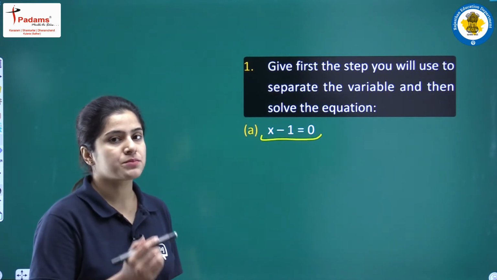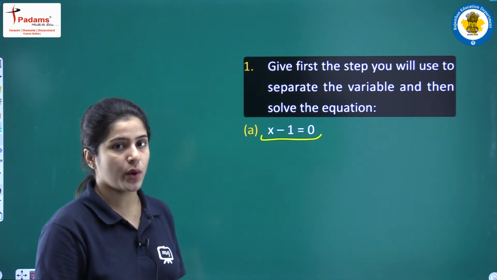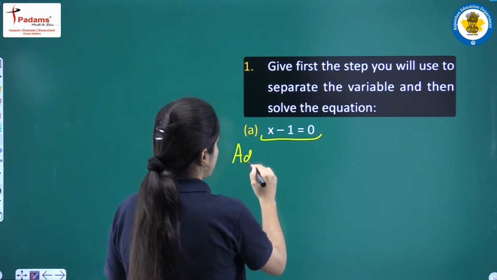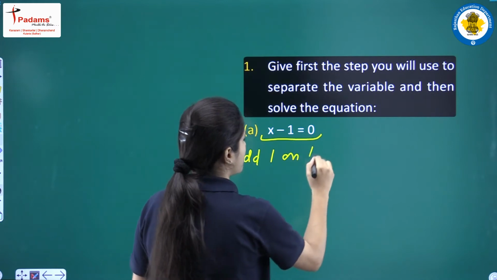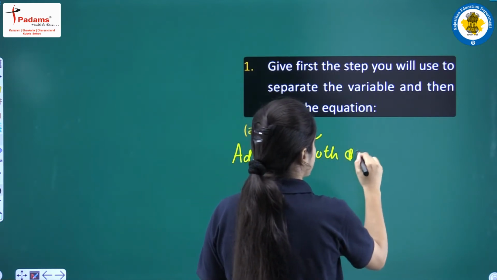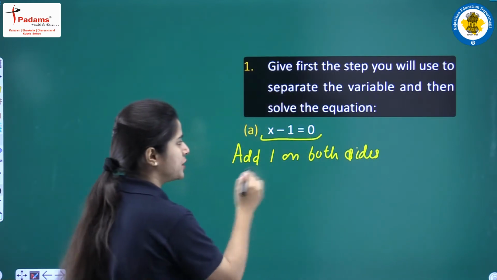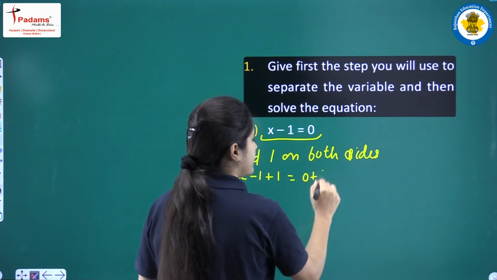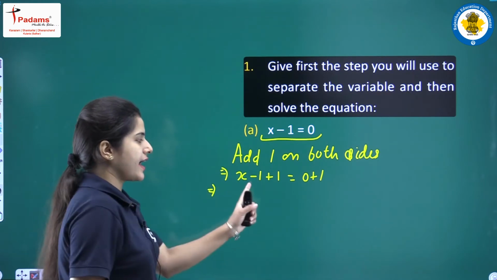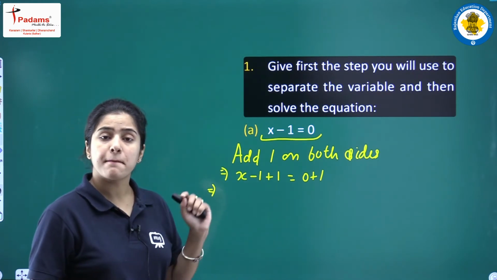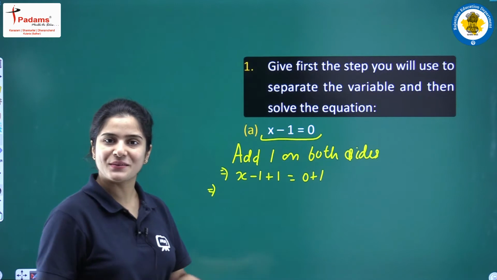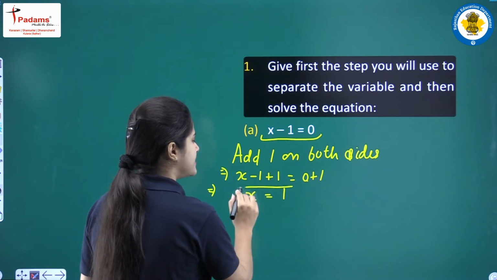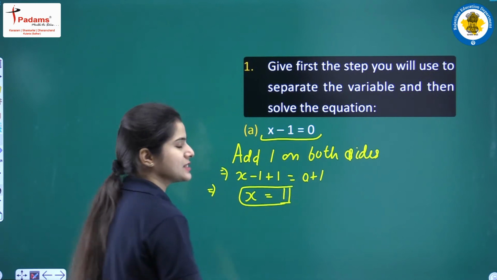So to separate the variable and to solve the equation, the first step is we will add 1 on both the sides. Right students, x minus 1 plus 1 is equal to 0 plus 1. Minus 1 and plus 1 is equal to 0. So x is equal to 0 plus 1, and 0 plus 1 is equal to 1.